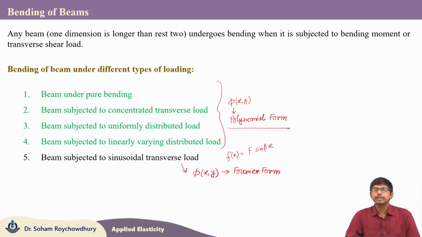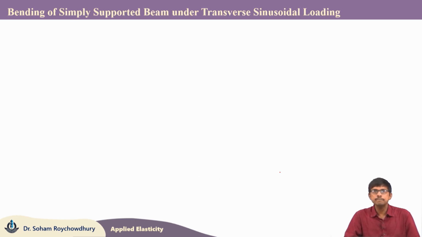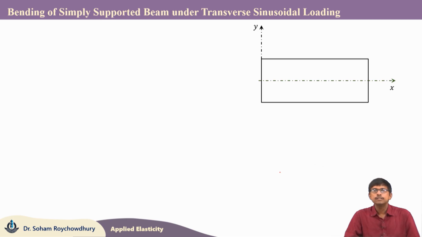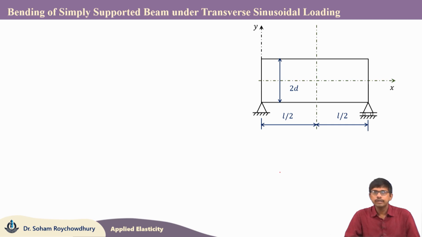However, we are going to consider a simple sinusoidal transverse load, for which we will be using the Fourier form of stress function phi(x, y). So, let us consider a simply supported beam like this of length L and total width 2d. The origin I had taken here, this is 0, 0, 0, origin at the left edge face. So, y is varying between minus d to plus d, x is varying between 0 to L.